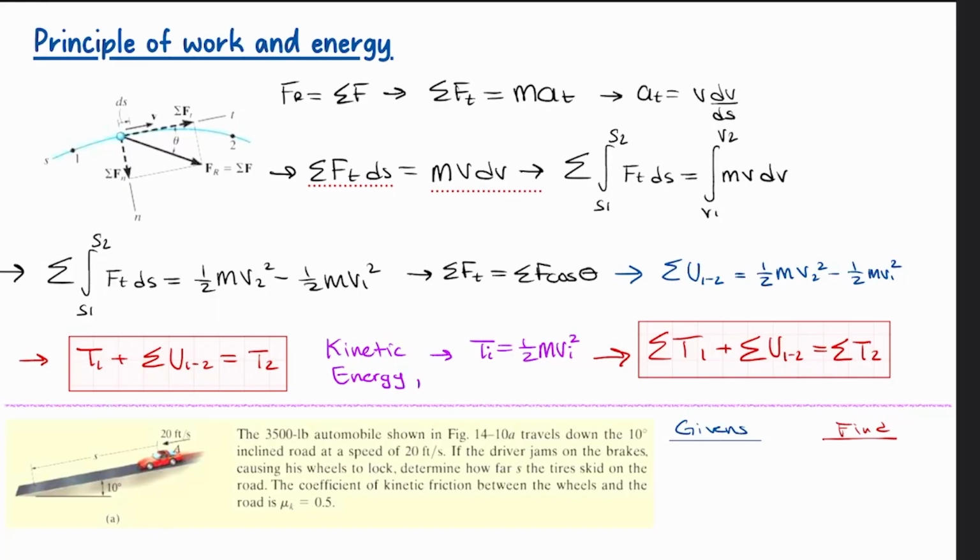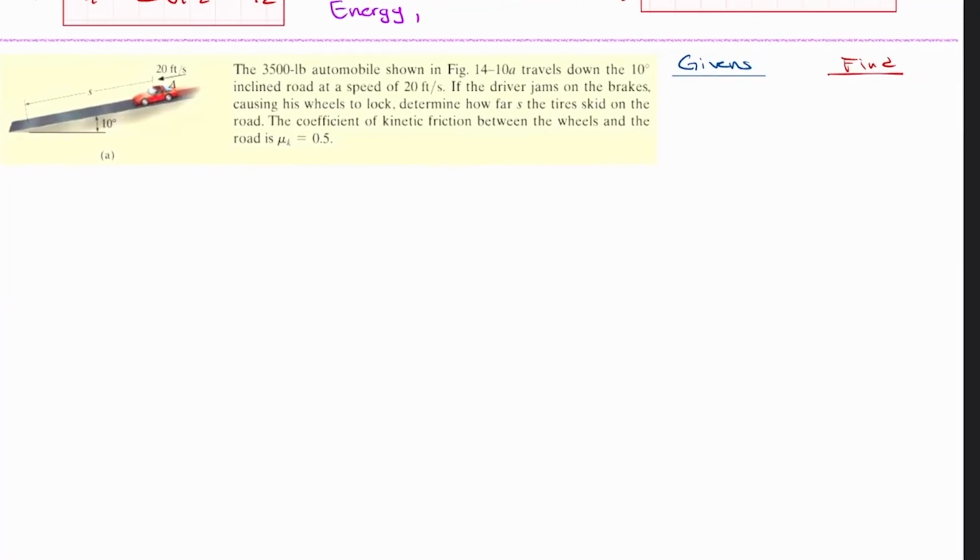Let's write down everything that we have so that we can solve this problem. Once again, we have been given the weight, which is 3,500 pounds. That's not the mass, that's the weight. The incline is about 10 degrees. We have a velocity at the beginning of 20 feet per second. And then we have a coefficient of kinetic friction, which is 0.5. And here we're looking for the final s. How much distance do we travel once we step on the brakes?